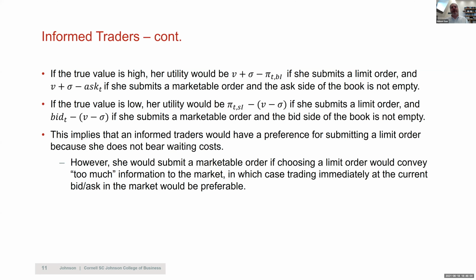Which means that if the true value is high, the informed trader's utility is going to be V plus sigma minus the limit order price if she submits a limit order, or V plus sigma minus the ask price if she submits a marketable order and the ask side of the book is not empty, so she can buy. And the fact that she doesn't bear waiting cost means that she has a preference for limit. But I told her she has a non-trivial choice to make.